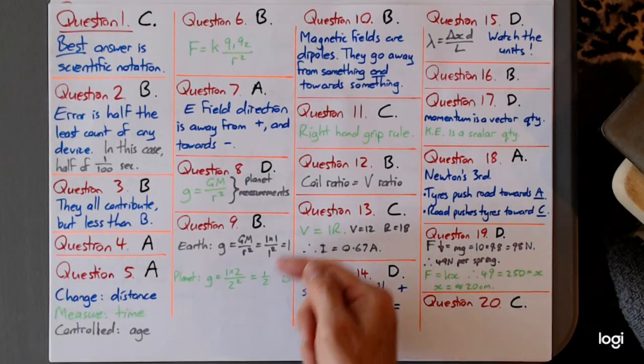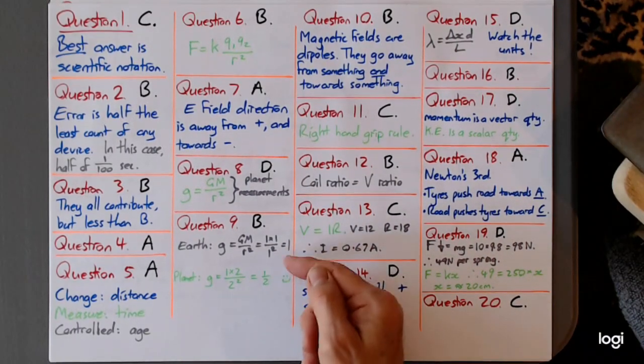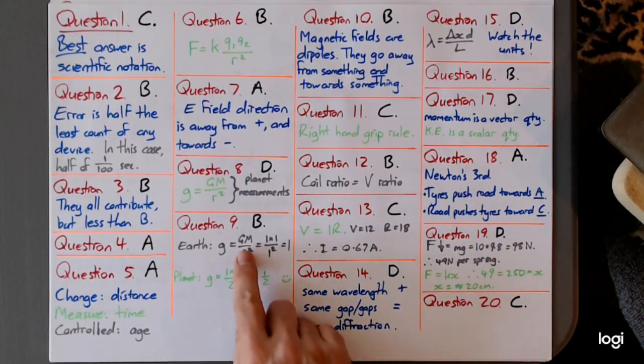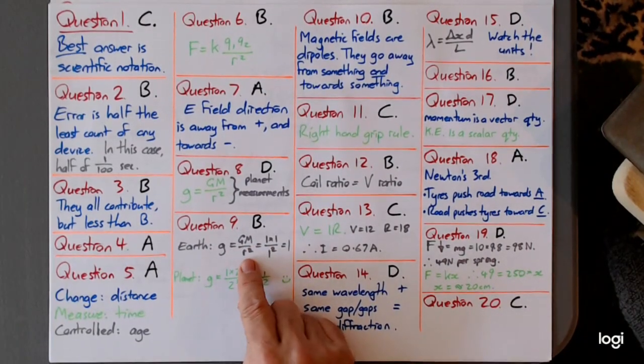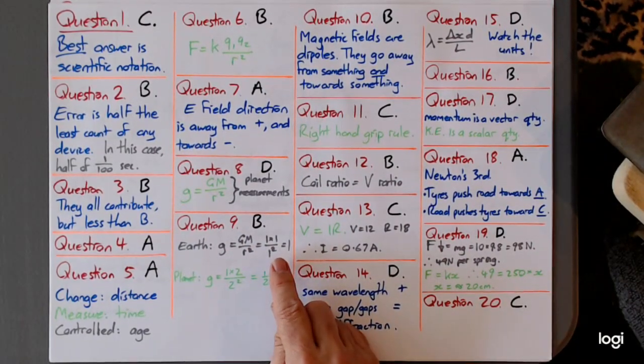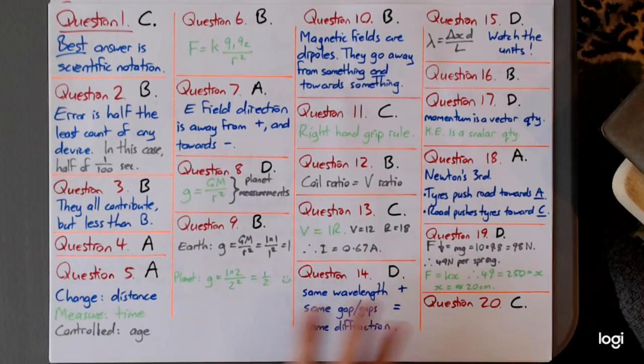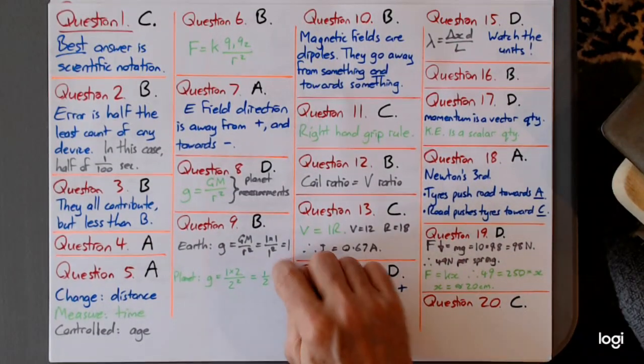That is by far the faster way to do it. The other way to do it involves actually putting in the value of G, the value of the mass of Earth, the value of the radius, and then doubling those two and doing it all again. Don't waste your time. This is a really good shortcut.